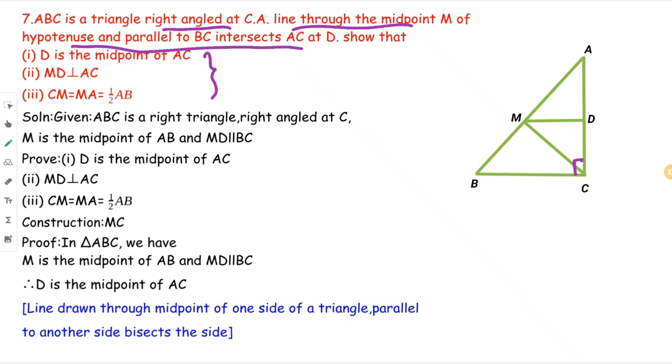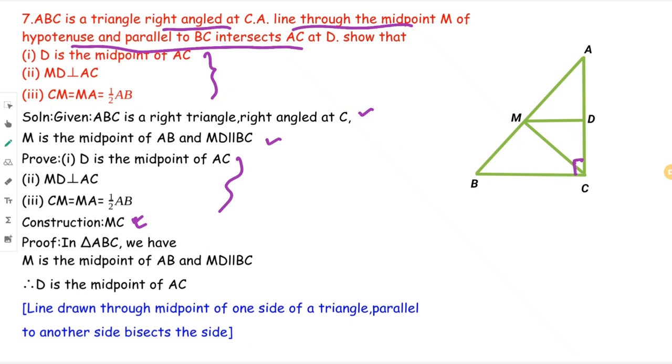So we'll go one after the other, right? First, let's write down the given. ABC is a right angle at C, M is a midpoint of AB, and MD is parallel to BC. Alright, so write down the proof, and then the construction. This construction will be used for the third proof, okay? Now let's go to the proof.